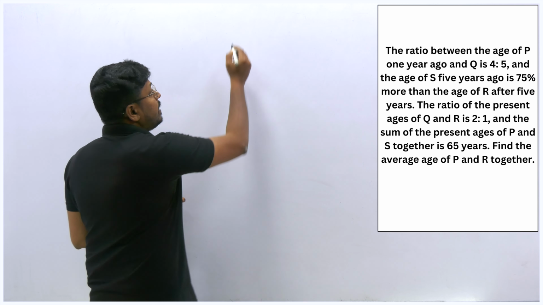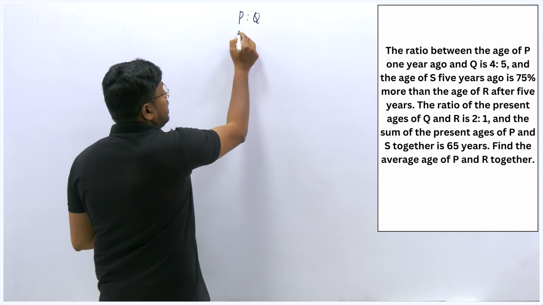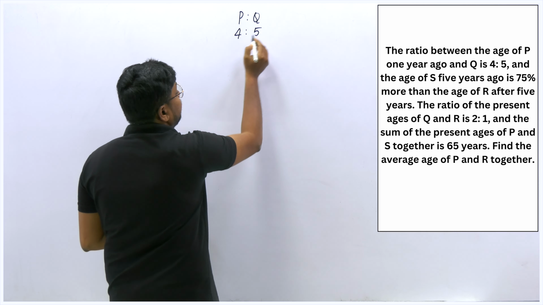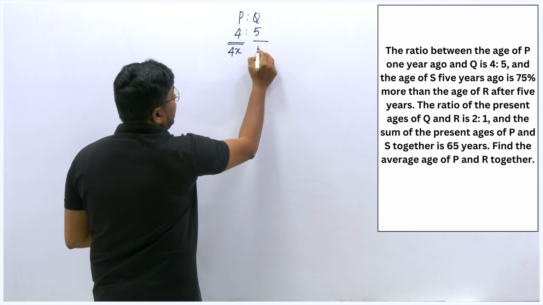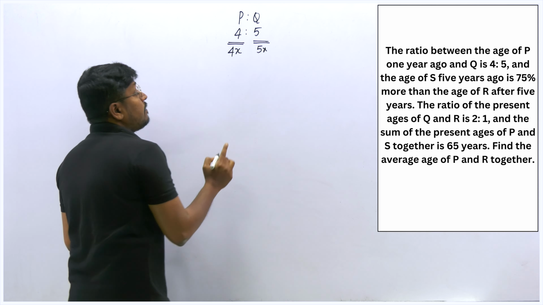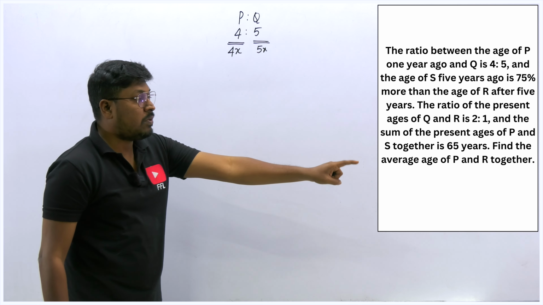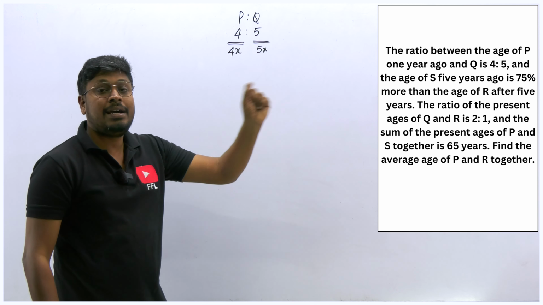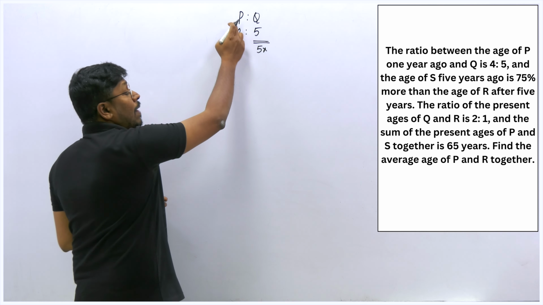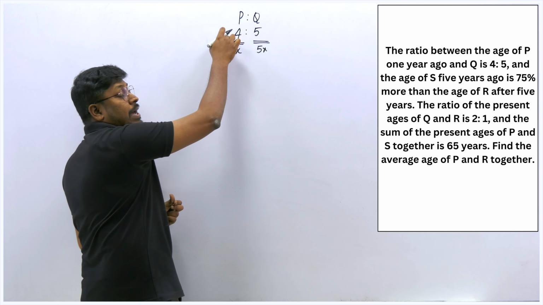The ratio between the age of P 1 year ago and Q is 4 is to 5. So they have given the ratio of ages, that is P is to Q, which is 4 is to 5. So now let's consider the P age as 4x and the Q age as 5x. Now be careful, this is not the present age of both persons, because what they have said in the question is the ratio between the age of P 1 year ago. So P 1 year ago, that means they are talking about the past. So the past ratio age has been given.